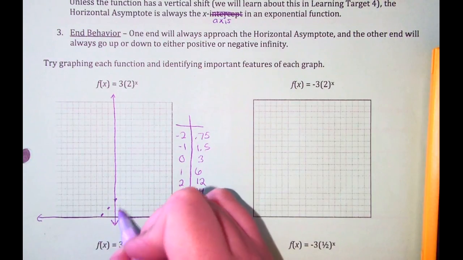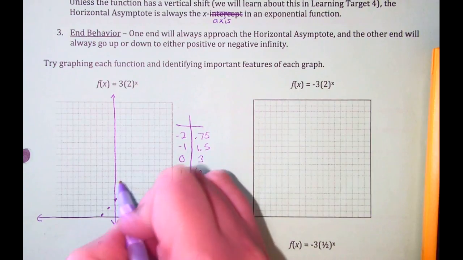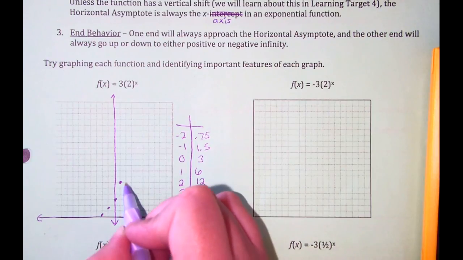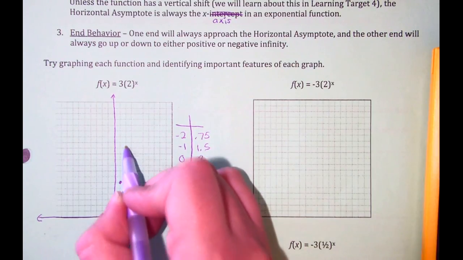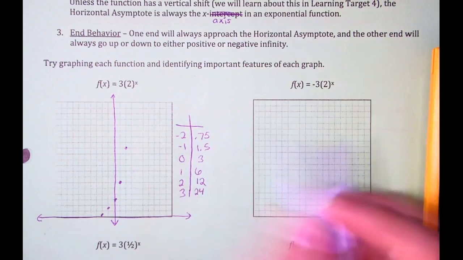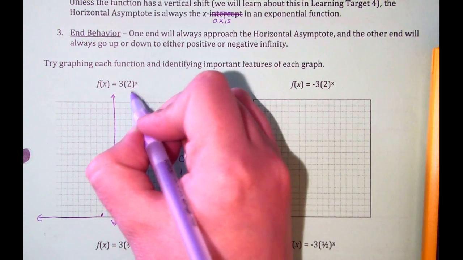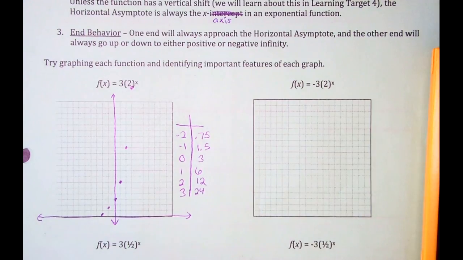1, 6, counting up 1, 2, 3, 4, 5, 6. 2, 12, counting 1, 2, 3, 4, 5, 6, 7, 8, 9, 10, 11, 12. And 3, 24. That's 20, 21, 22, 23, 24 would be like right there.